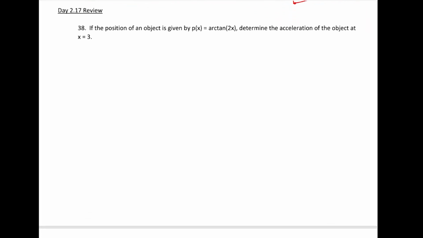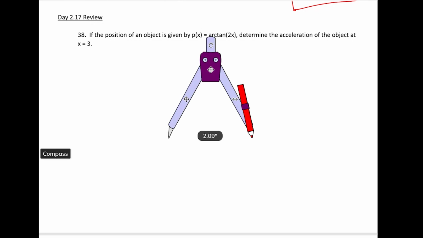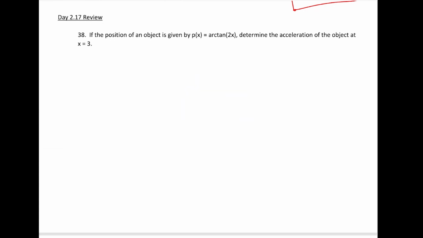38. If the position of an object is given by p of x equals arctangent of 2x, determine the acceleration of the object at x equals 3. I made this note before, I think, but just, we don't need that compass there.